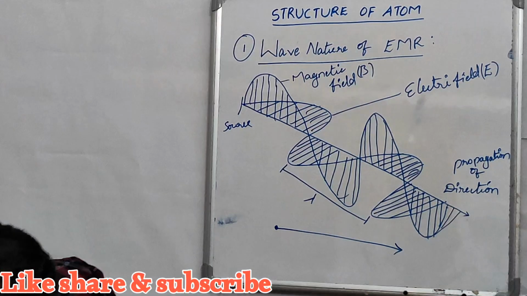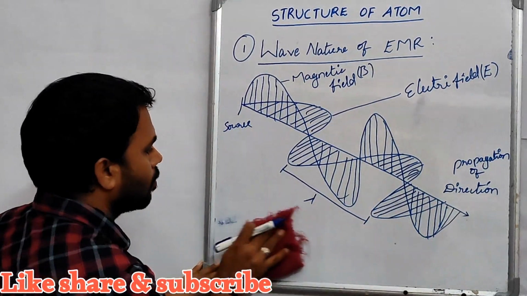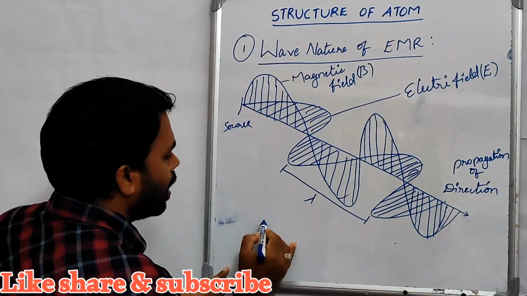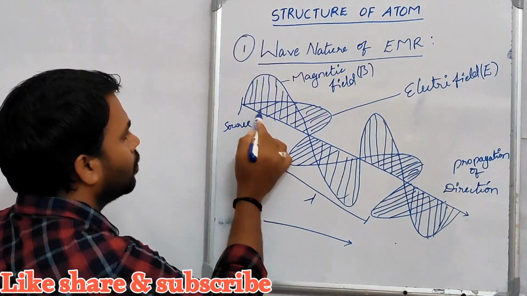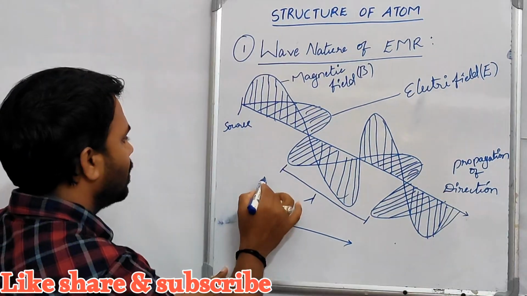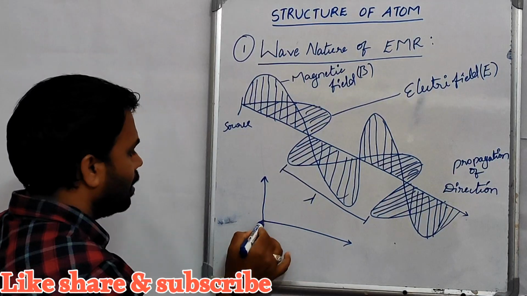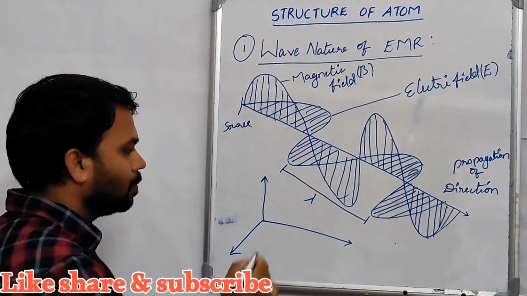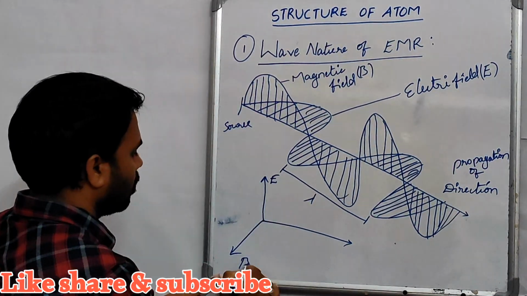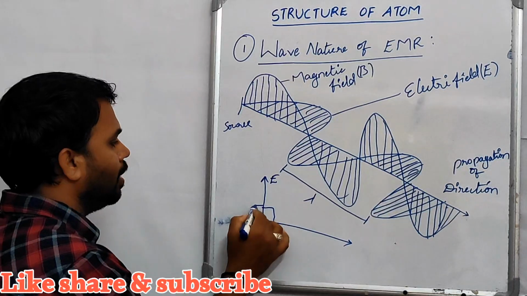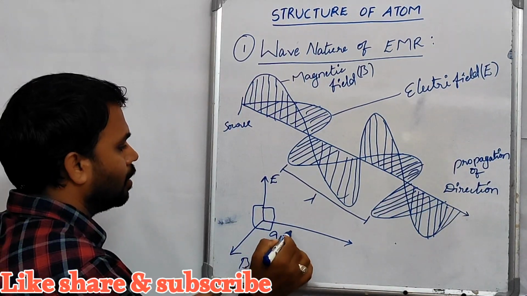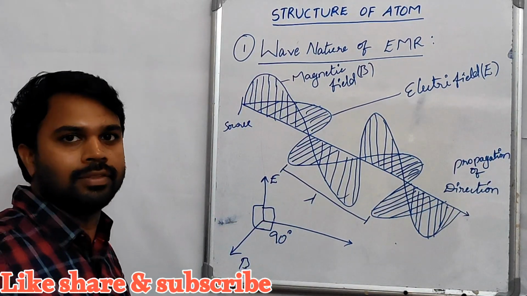Let's understand. This is the direction of propagation of wave. And this is the electric field. And this is the magnetic field. The angle between these three is 90 degrees. These three are perpendicular to each other.